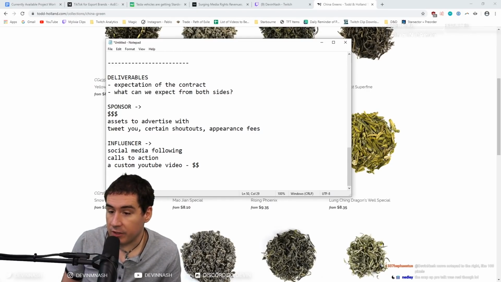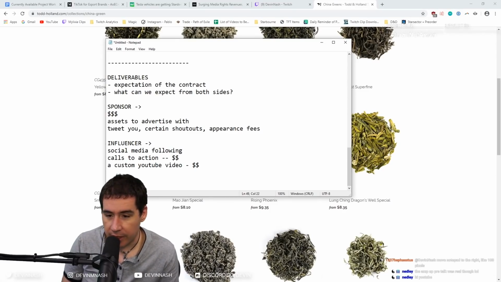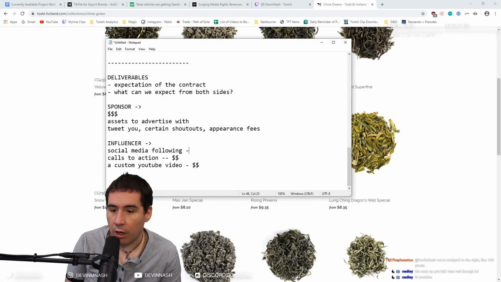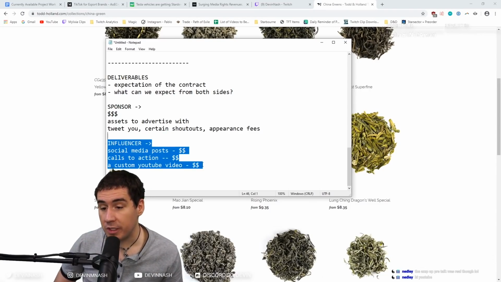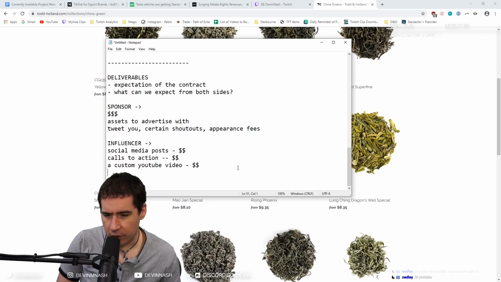Now that price has a premium based on its earned power, I'll do calls to action based on this. I'll do social media posts based on this, right? And you can choose these options, and these will be deliverables in the contract.